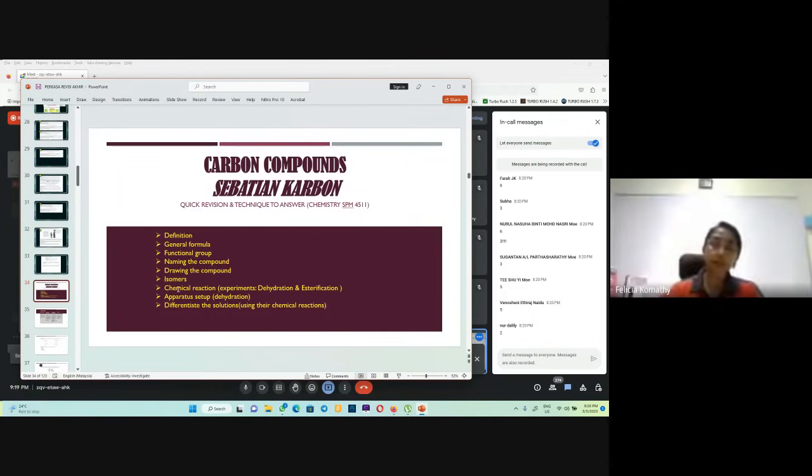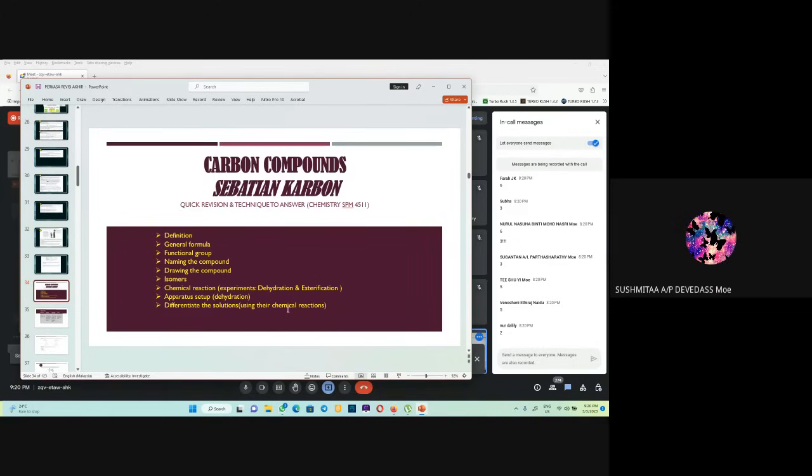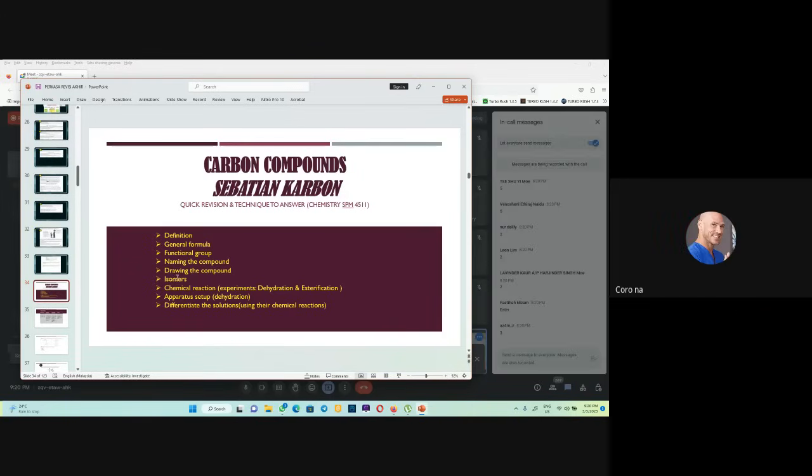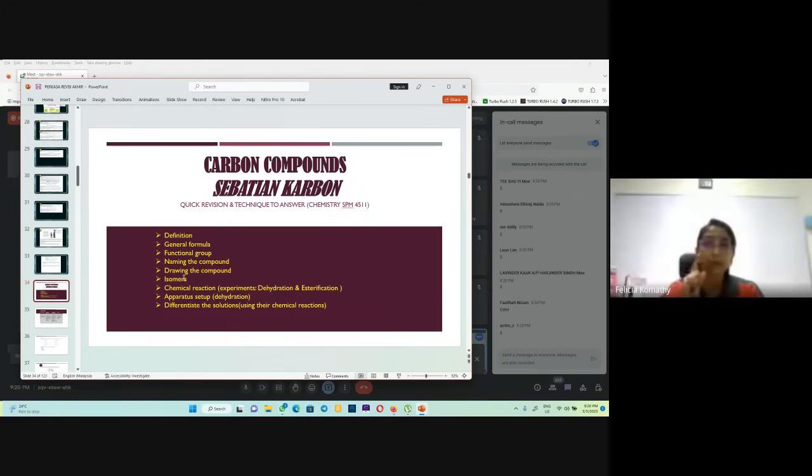Definition for isomer, you have to know. What is isomer, students? Same formula but different structure. They have same what, different what? Same molecular formula but different structural formula. Remember, the molecular formula is the same. Structural formula is different. That's for isomers.